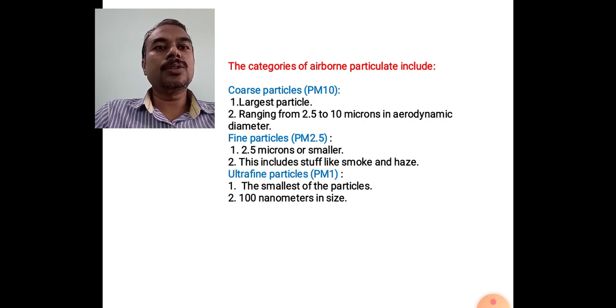First category is coarse particles, which are the largest particles, having a size of 2.5 to 10 micron. Second one is the fine particles, which are 2.5 micron or smaller than the coarse particles. It is observed in stuff like smoke and haze. The third one is the ultrafine particles. These are the smallest particles of the particulate, having a size of 100 nanometer.